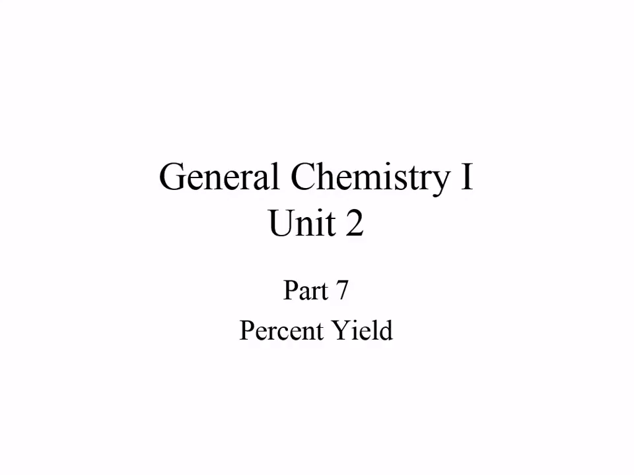So part 7 is percent yield. And I went out on the internet again today to see if I can find what I grabbed. And it's all about brownies this semester. I do not know why.